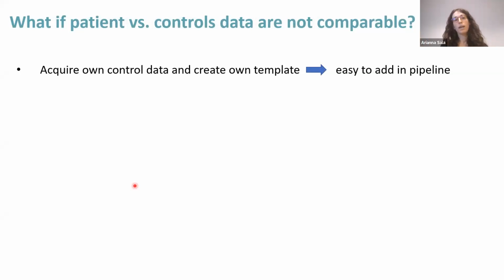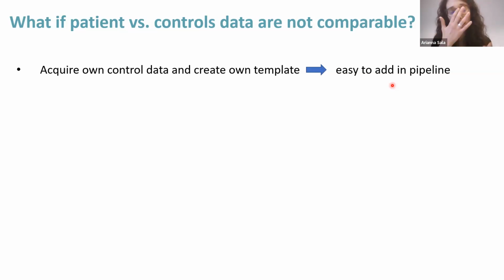So what happens if you discover, and this is more on the technical side of things, that the patient and the control data are not comparable? Well, the best solution, what I will recommend to any center that can do this, will be to acquire your own control data and create your own template. And it is very easy to adapt the pipeline to take in as input your own data.